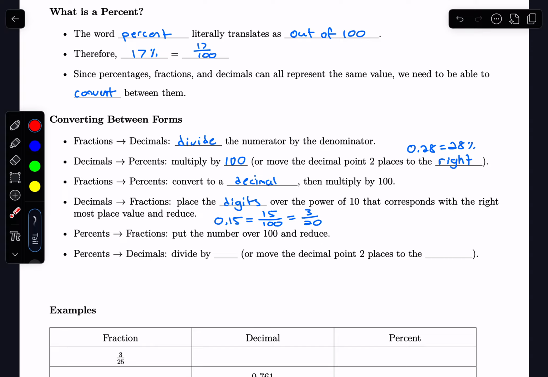And then the last one, if we want to go from percents to decimals, this is the exact opposite of going from decimals to percents. So all we're going to do is reverse that process, which means to divide by 100.